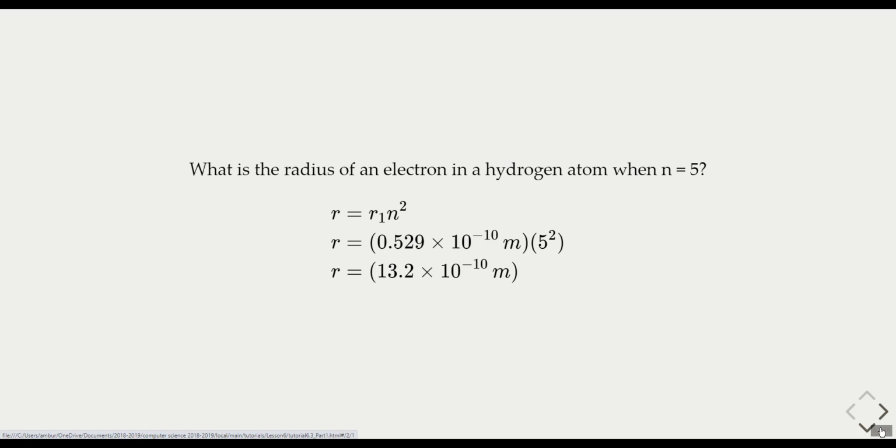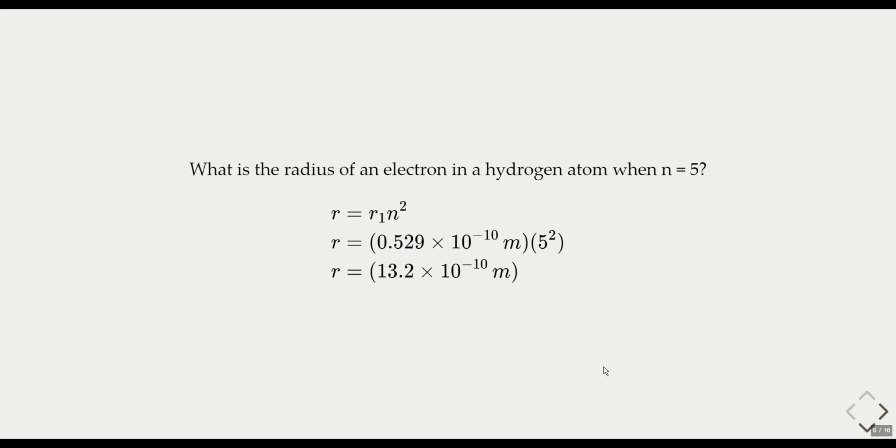The equation is straightforward. All of the radiuses are simply multiples of this constant value, the closest radius that you can have, 0.529 times 10 to the minus 10, that's the radius when you're as close to the nucleus as possible. Since we're in the fifth orbit, the equation tells us that we have to take the fifth orbit and square it. That's this integer value based upon the quantization of angular momentum. And we multiply the two and we get the orbit. So we get 13.2 times 10 to the minus 10 in the fifth orbit.